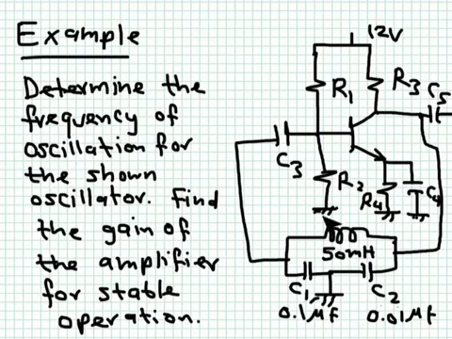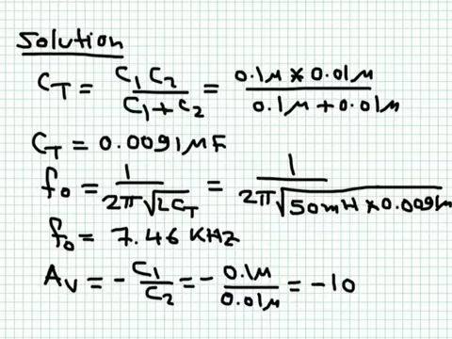So we did analyze this circuit here before. B is equal to minus C2 over C1. So it's minus 0.01 microfarad over 0.1 microfarad. So B is equal to minus 0.1. And immediately this means that this amplifier must give you a gain of minus 10. So these are the steps I mentioned earlier. The total capacitance represented by these two capacitors determines the frequency of oscillations.